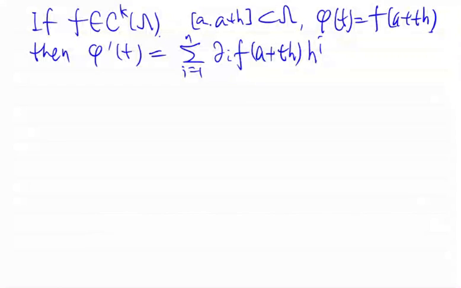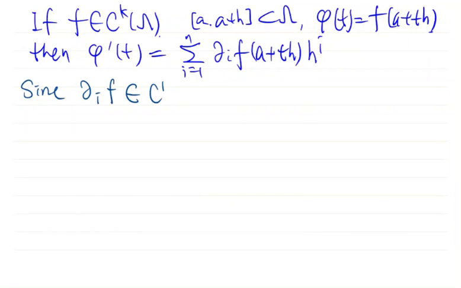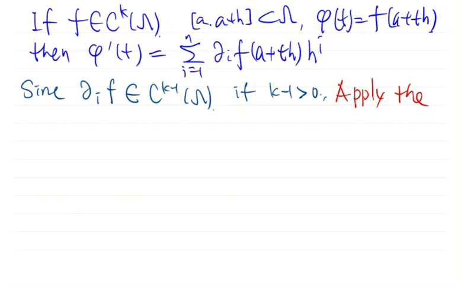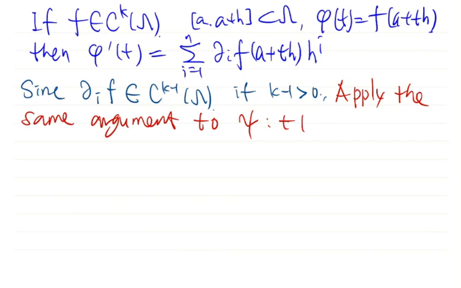Last page. Since every D_i f is C^(k-1), if k is 1, we have nothing to say. But if k is greater than 1, then k minus 1 is at least 1. We can apply the same argument to this function, which I denote by psi. The value of psi at t is D_i f(a plus th).